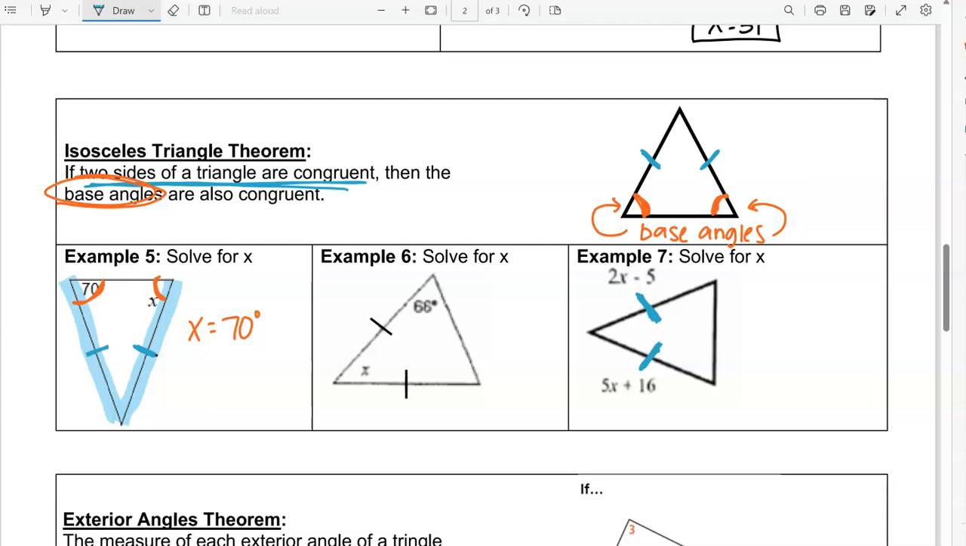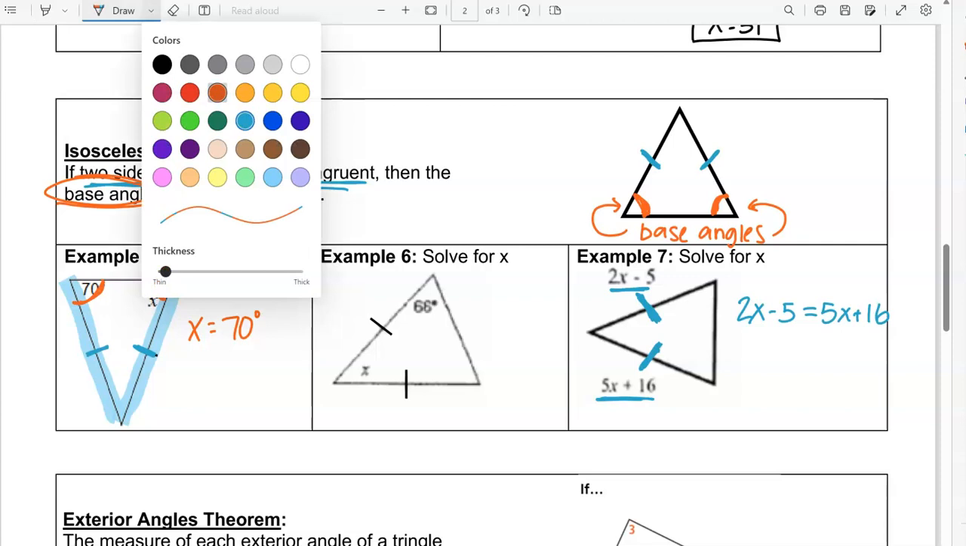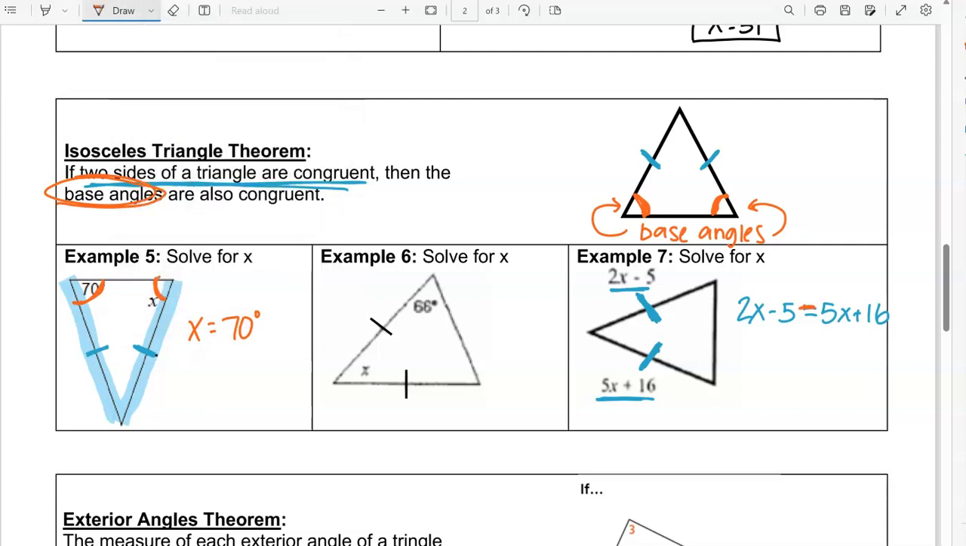These two tick marks mean these sides are congruent. They are equal to each other. So that means this side right here, 2x minus 5, is going to be equal to 5x plus 16. If sides are equal to each other, you can set them equal to each other. Put an equal sign in between them if you know two sides are congruent to each other.